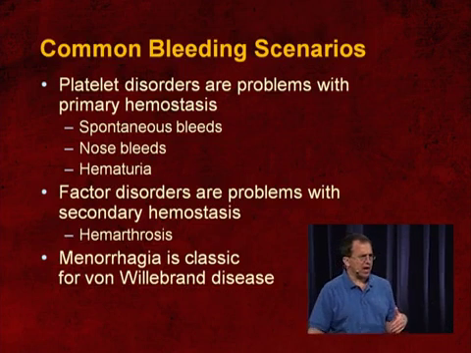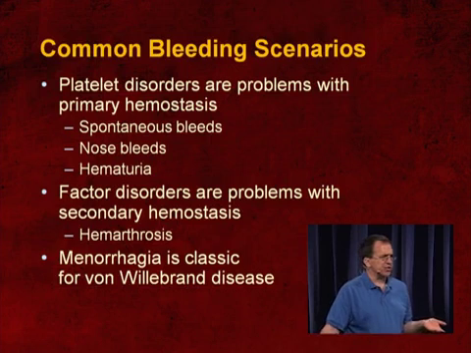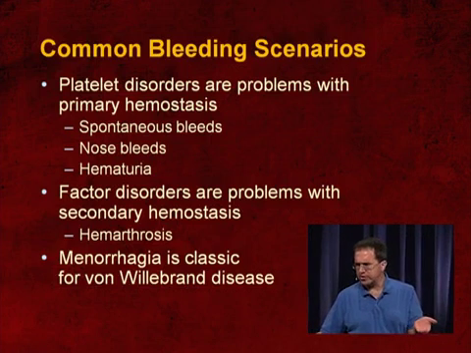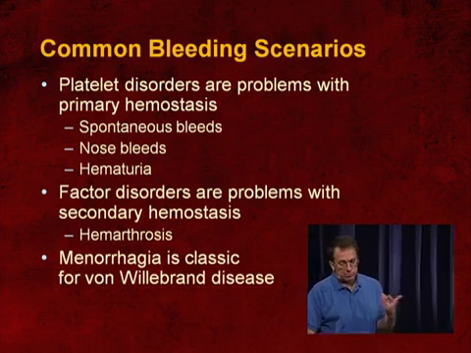Factors, okay? If you've got a factor disorder, what does it show up as? Well, okay, circumcision when you're really young. But it's usually problems with secondary hemostasis. So what do you think of? Joints, joints, joints, joints, joints, right? Okay, you're going to think of joints.